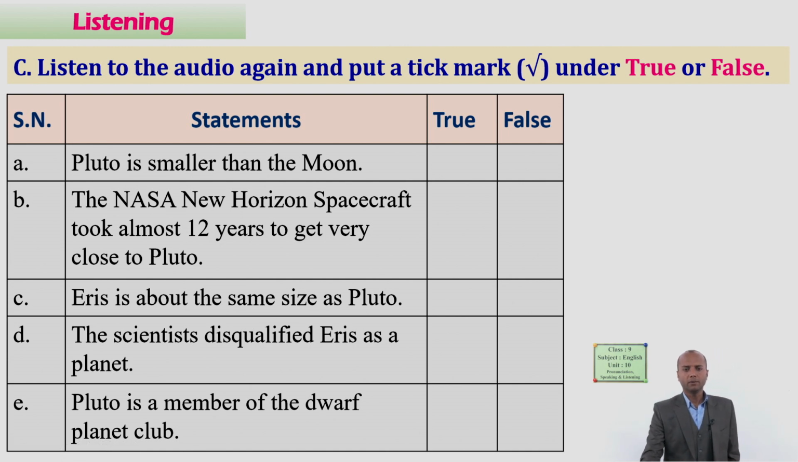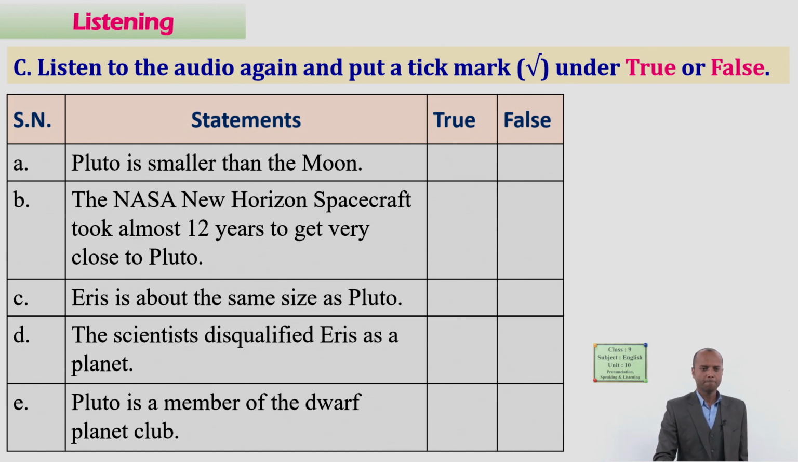Put it in the right box there, under true or false. Decide whether these sentences are true or false, but you have to put a tick mark only. So if you have not completed exercise B while listening this time, you can complete it as well. I'll come to the answers later on. So are you ready? Okay, shall I play the audio?